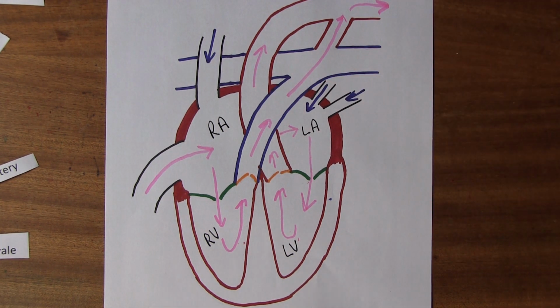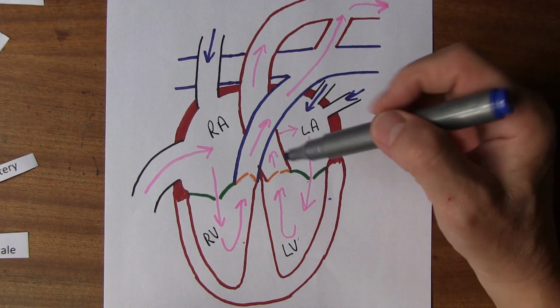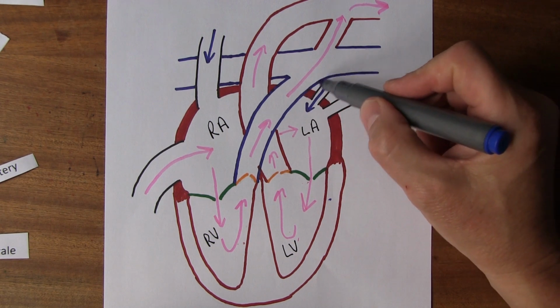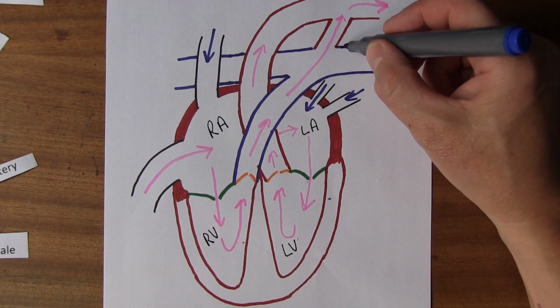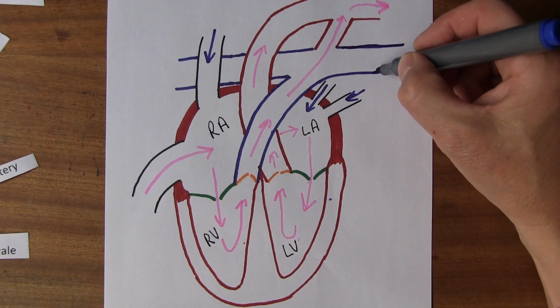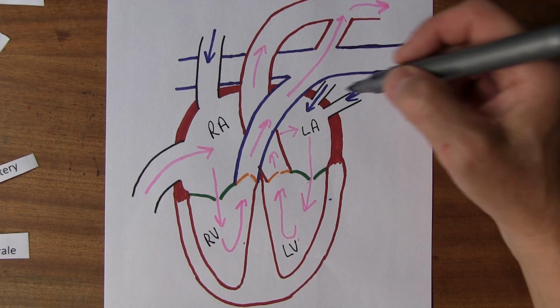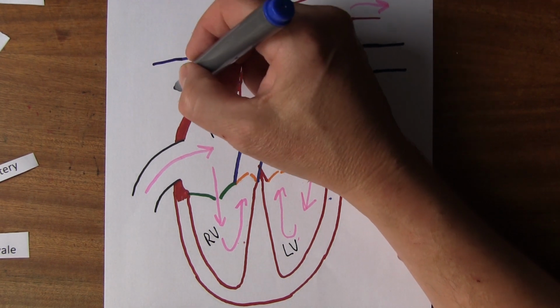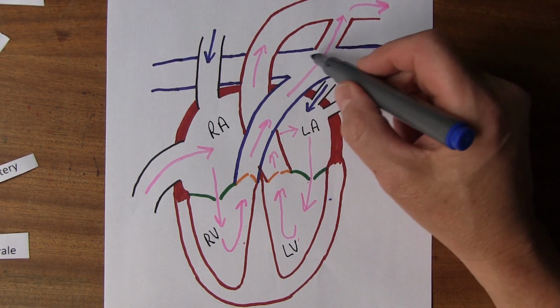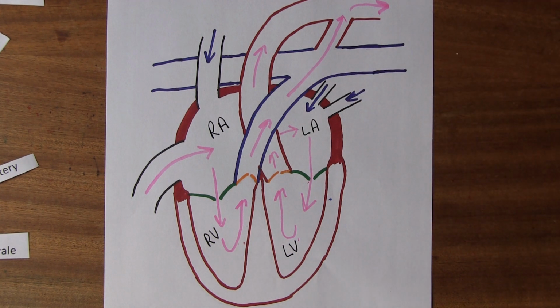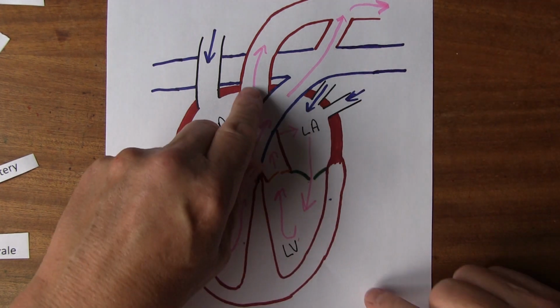So what happens is, here we see the main trunk of the pulmonary artery. And of course, very quickly, this divides into one main branch here going to the left lung, and one branch here going to the right lung. So there's the bifurcation here of the pulmonary artery. And here we have the aorta.